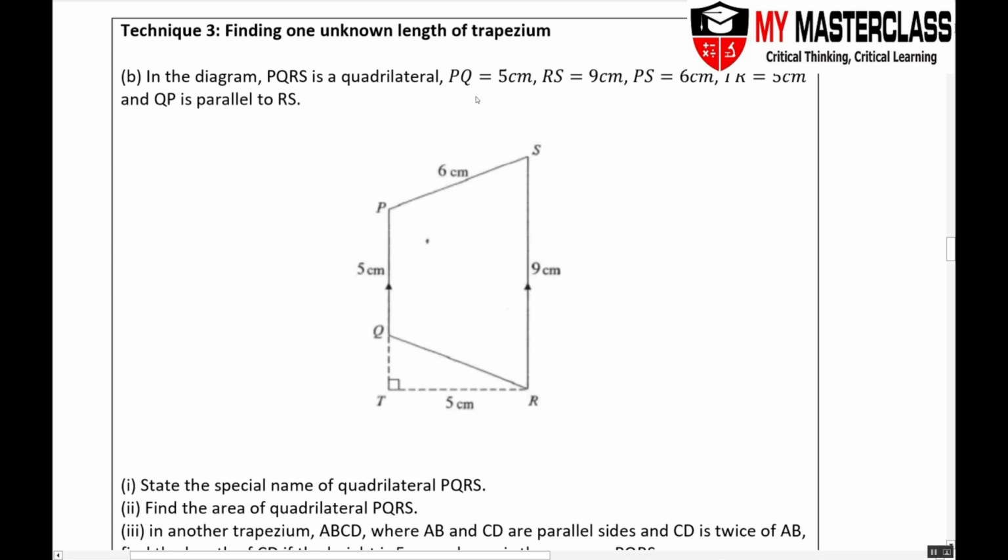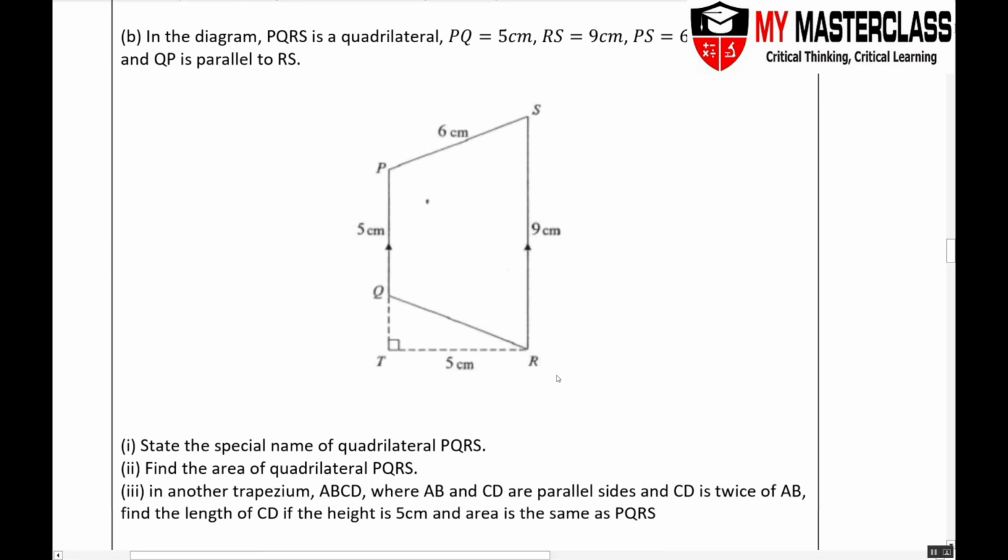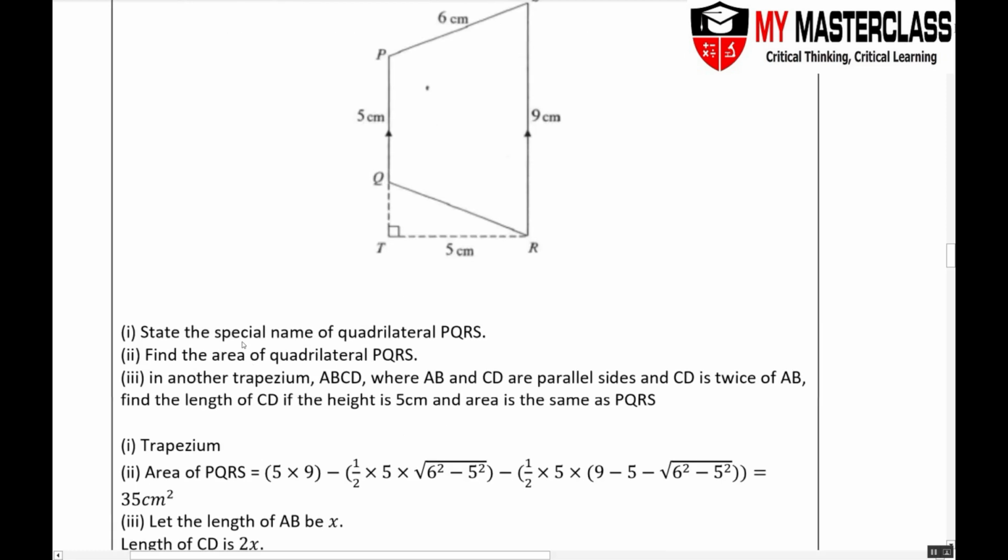And then they gave you the different lengths here. You have PQ, RS, PS, TR, which are all labeled for you here. So part 1, state the special name of the quadrilateral. So this is the trapezium as we went through earlier.